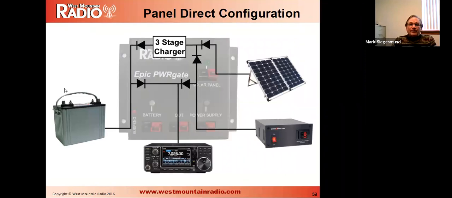We have a new product, the Epic Powergate, to replace the PG40S. The Epic has a charge controller built in, and it is an MPPT type controller. So you can connect it directly to a solar panel in addition to the power supply source and the battery source. Other than that, it's similar to the PG40S, except that although I've got diodes shown here, we're using FETs inside for the switching, and the FETs have a much lower voltage drop.